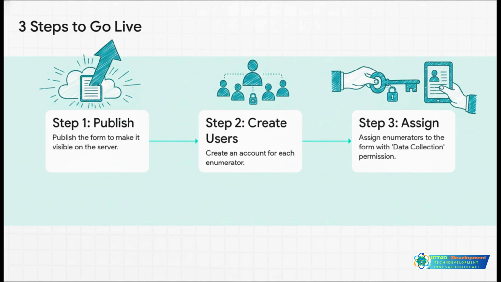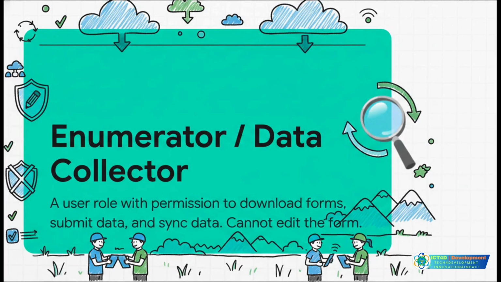Going live is really just a simple 3-step dance. First, you publish the form, which basically flips the on switch. Second, you set up accounts for each person on your team. And third, you assign permissions, which is like handing them the keys to the specific survey and saying, okay, you're good to go. This is so important for keeping your data clean and safe.